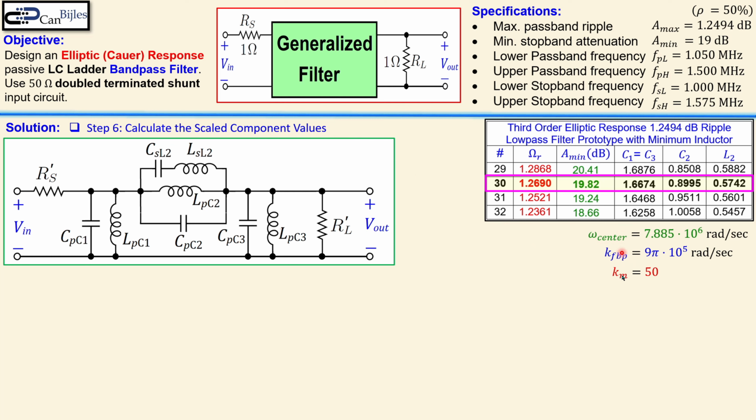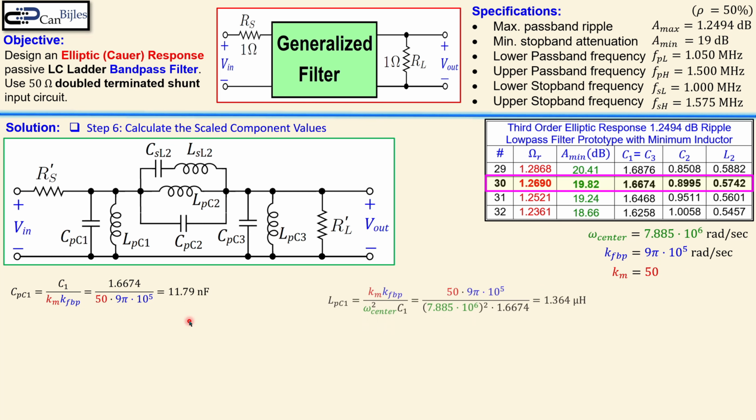And these are the parameters we need to use to calculate these values. The first one, CPC1, is equal to C1 from the table divided by the Km and the KFBP, which is here. So we do that and we get our 11.79 nanofarads. Now for the LPC1, you get also a formula which is similar to what we have used in the previous examples. You see that again, omega center squared, C1 again from the table, and also the Km and the KFBP. And that is then 1.364 microhenries.